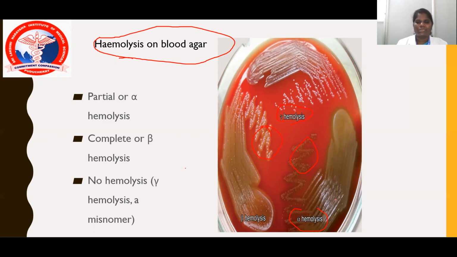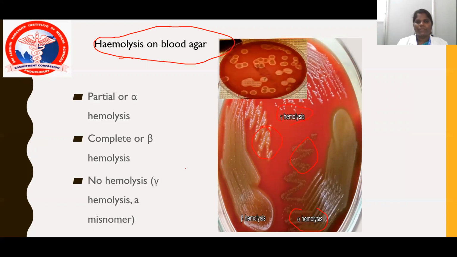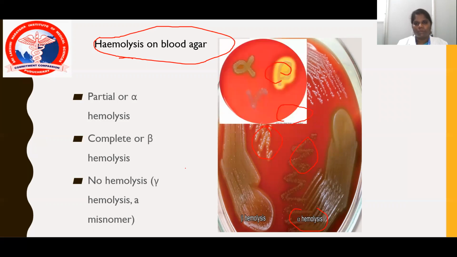For alpha hemolysis, an example is Streptococcus pneumoniae. For gamma hemolysis, an example is Enterococcus. These are the classical examples for hemolysis. Here you can appreciate the clearance around the colony, so this is beta hemolysis. This is also one of the beta hemolysis. This is alpha, partial hemolysis of the RBC. This one has no lysis of the RBC.